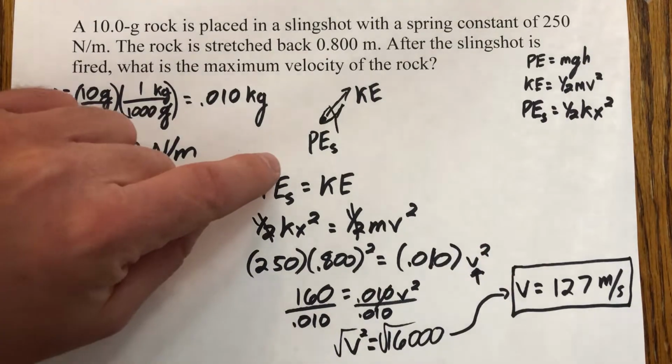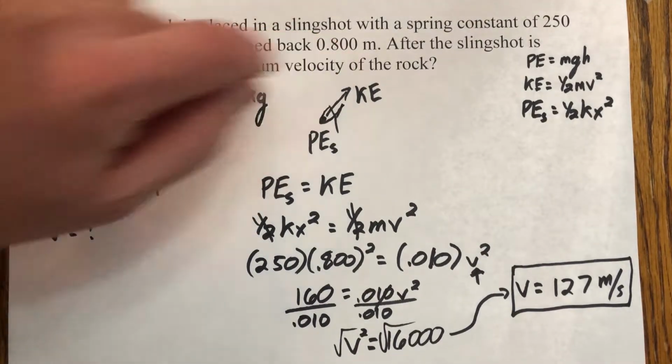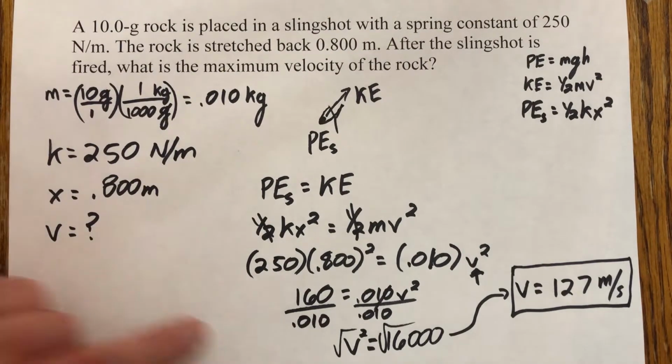But that's how you do it. The main idea is to know that the spring potential energy equals the kinetic energy of the rock. And by that we can find the velocity down here.